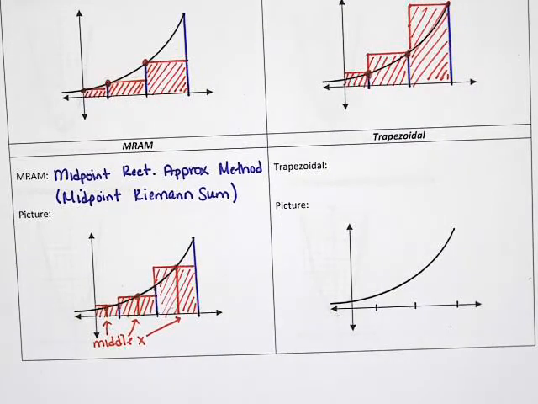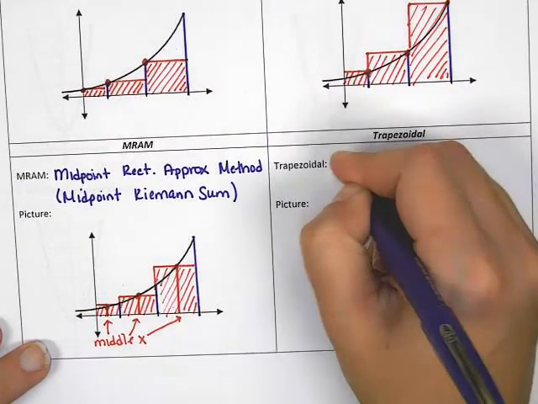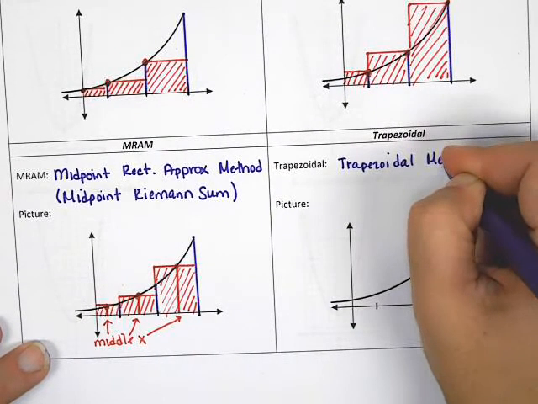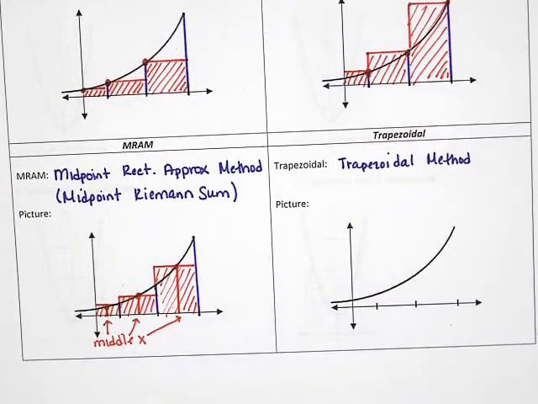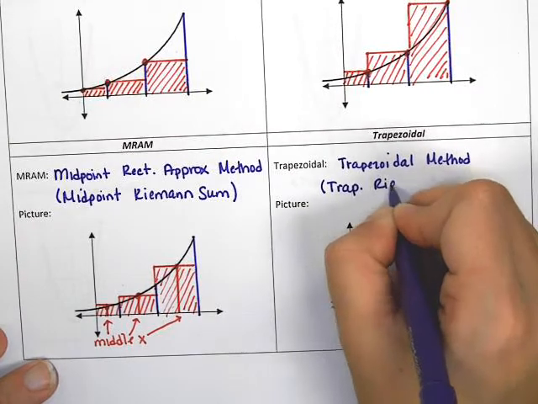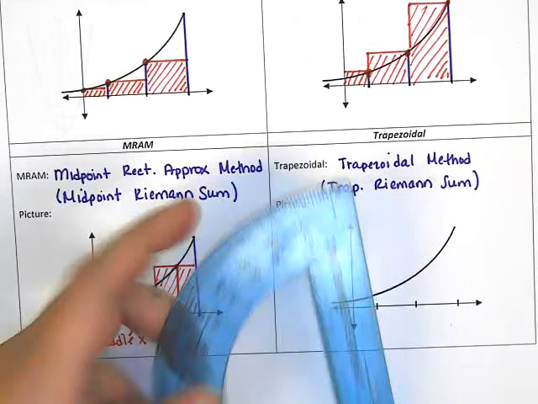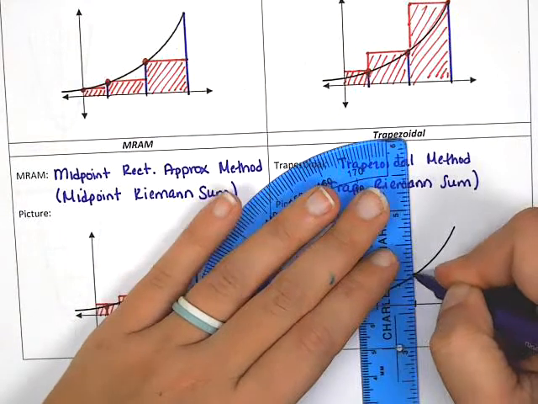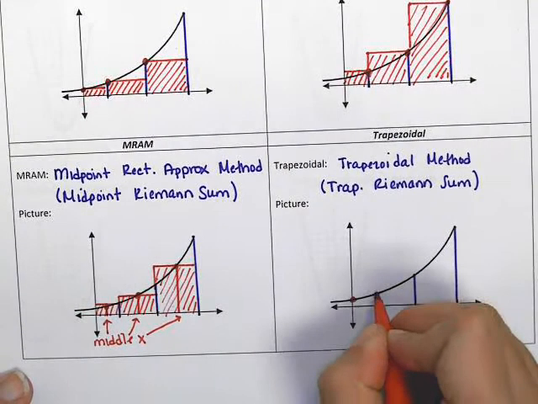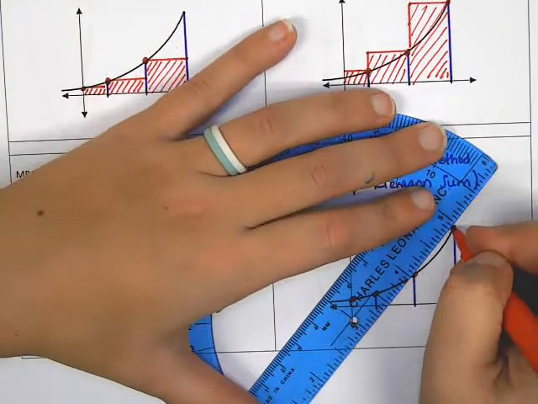But the best approximation method that we're going to learn is what's called the trapezoidal approximation method, and sometimes this is called a trapezoidal Riemann sum. Where basically we divide up our graph into sections, and instead of making rectangles, we use the beginning and the end of each section, and we make trapezoids. Like that.